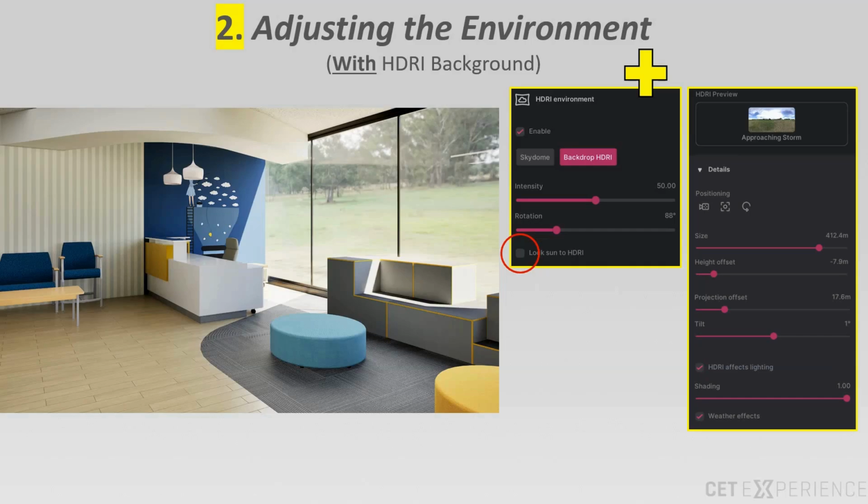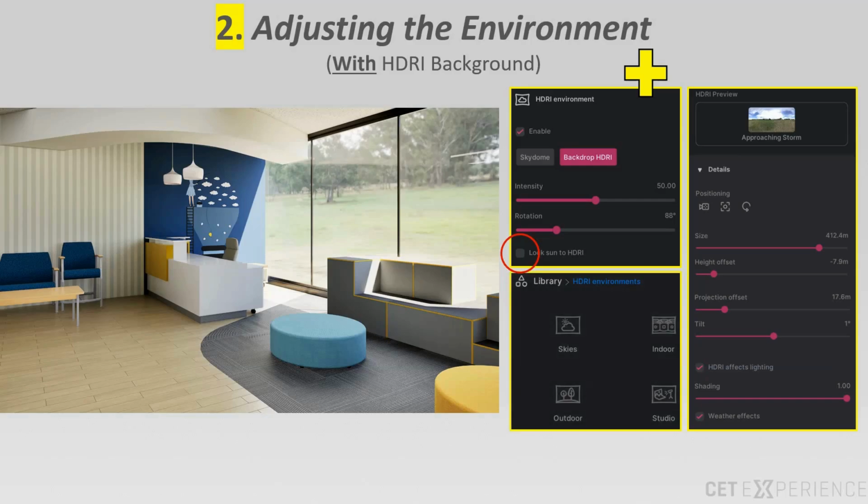And when you expand the details on the left side, you can adjust the size, height offset, projection offset, and tilt of the background. The values for these settings depend on the background and there will be a lot of trial and error here. For the HDRI environment, you can explore the library which has plenty of options for skies, indoors, outdoors, and studio settings. For this rendering, I used one of the backgrounds from the outdoor category.